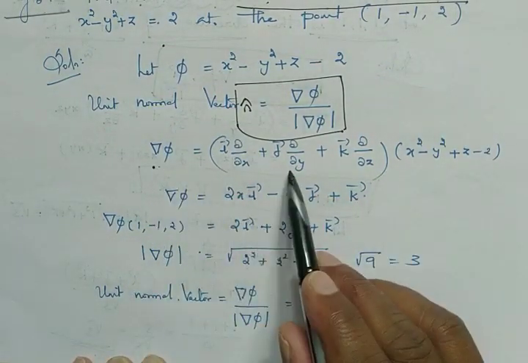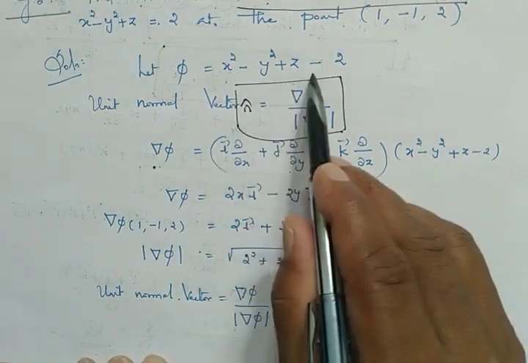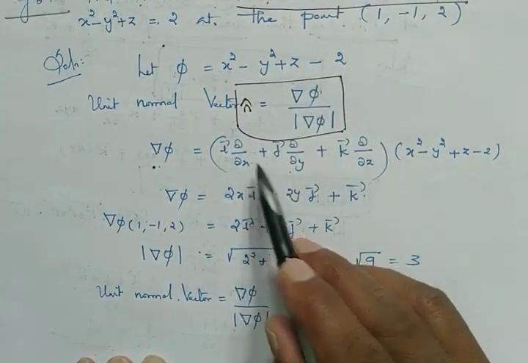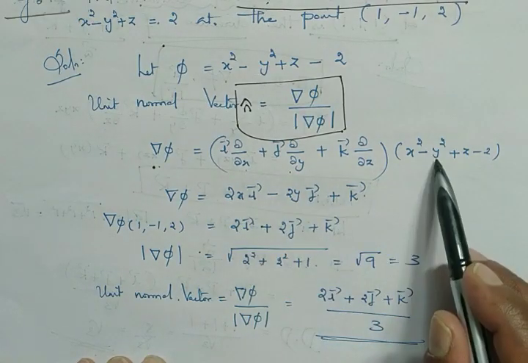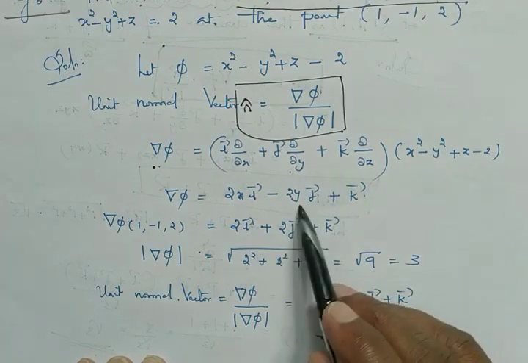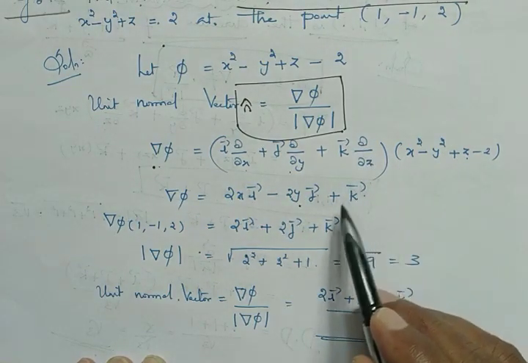Del phi: you assumed phi as x square minus y square plus z minus 2. So now differentiating with respect to x, what will come? 2x i. Differentiating partially with respect to y, minus 2y. Differentiating with respect to z, dou by dou z of z becomes only 1.